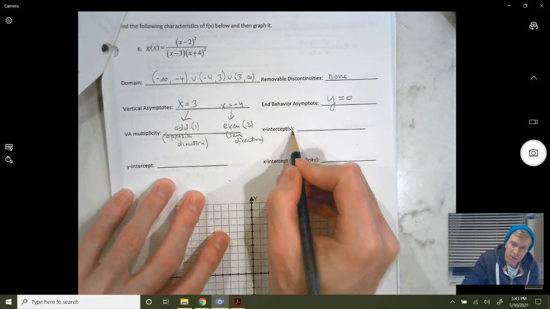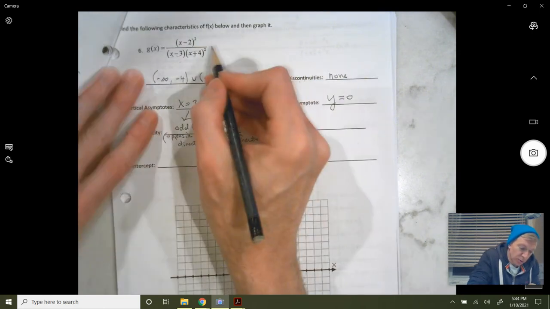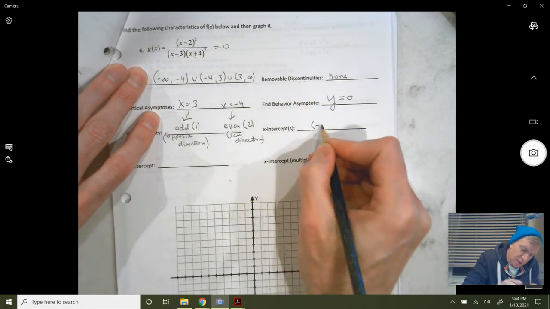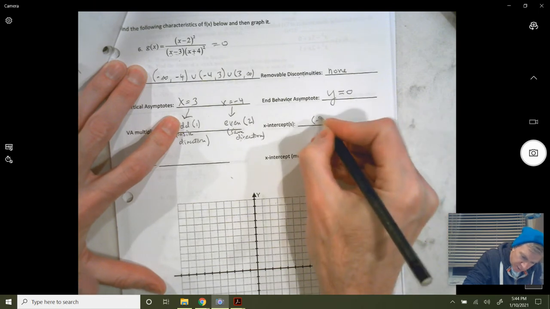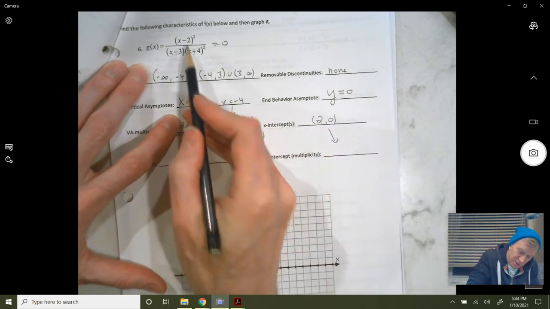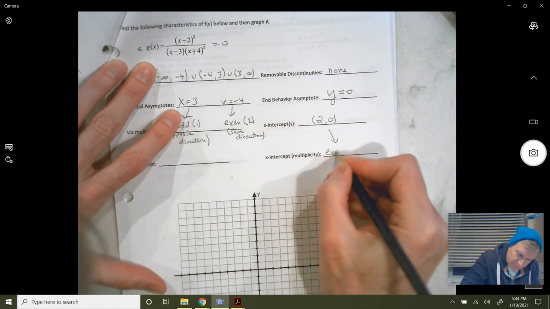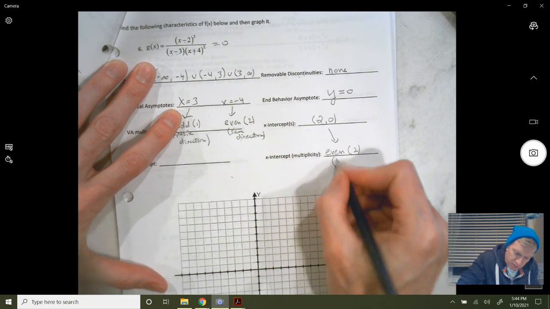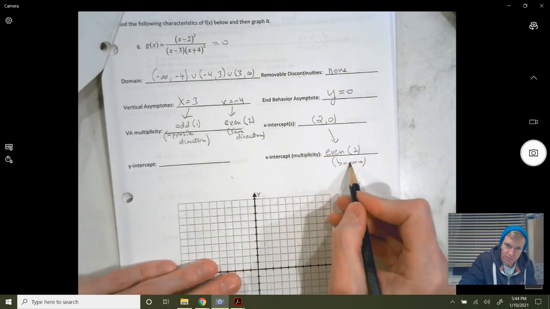X-intercept, you're going to look at values of x that make your whole function 0, which means your numerator has to be 0. So that's going to be when x is 2. So that's x-intercept (2, 0). And the multiplicity of that, because x minus 2 on the top occurs twice, the multiplicity is even. It's 2, which means there's a bounce. I'll show you what that means on the graph when we graph it.